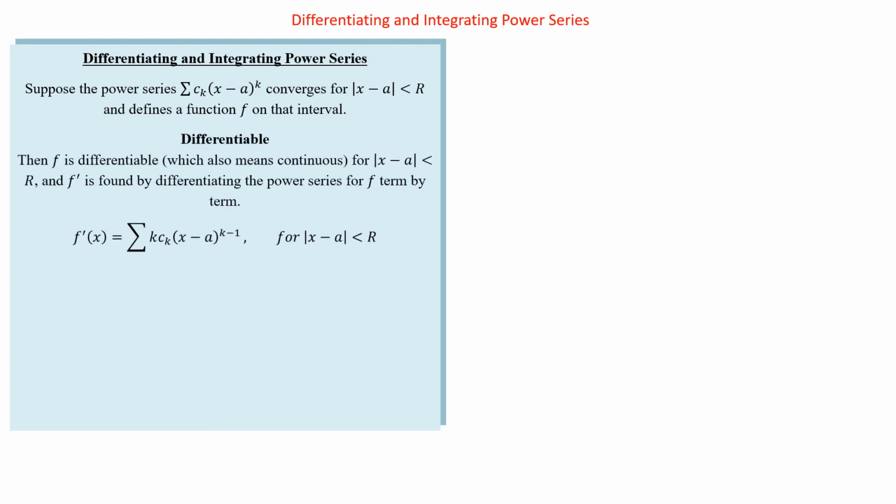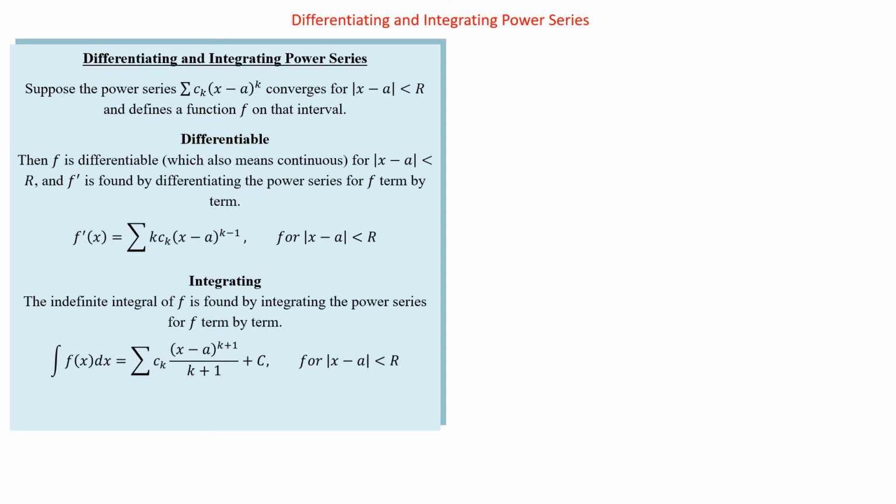Differentiation: it's differentiable, which also means continuous, on the interval, and the derivative is found by taking it term by term. We multiply the k in front and subtract 1 from the exponent: k times the constant times (x minus a) to the k minus 1. That is exactly what we would do term by term. Same thing with integration. We add 1, then divide by the new exponent, plus C. There's that plus C at the end that makes a new constant, for all x minus a in R. And this can help us when finding new equations.